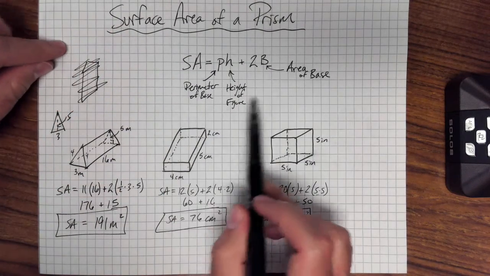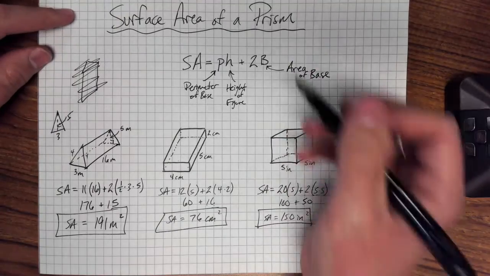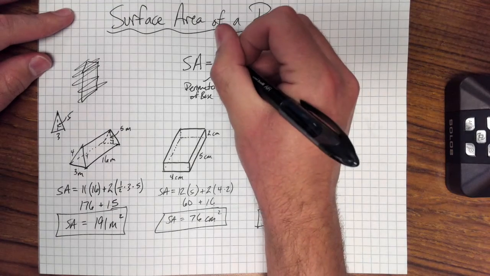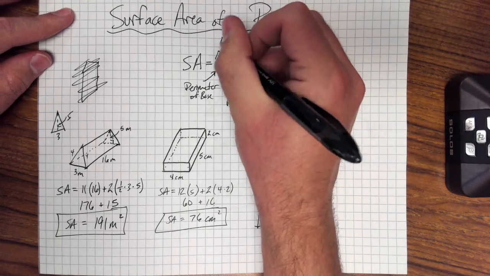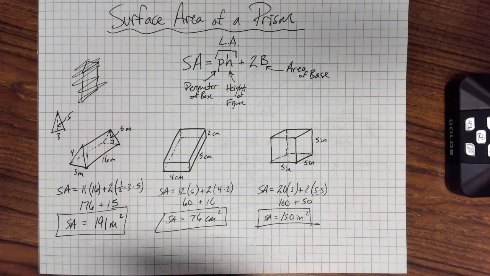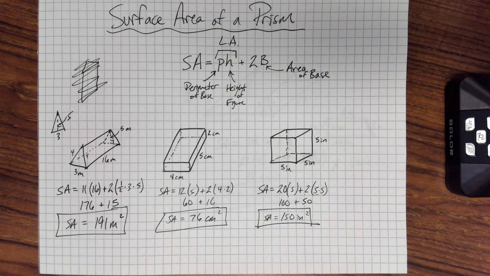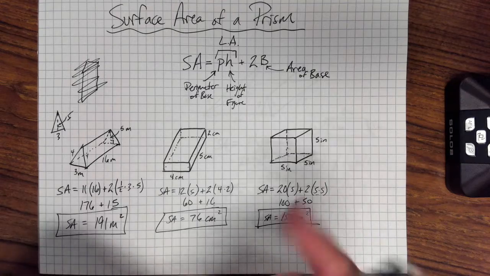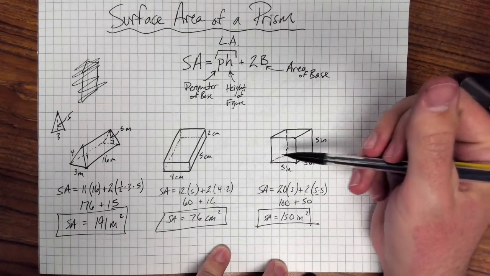And again, here's your formula. Make sure that you know it. Last thing I meant to mention is this. P times H creates what's called lateral area. So lateral area is a term for the area of all of the faces except for the base.